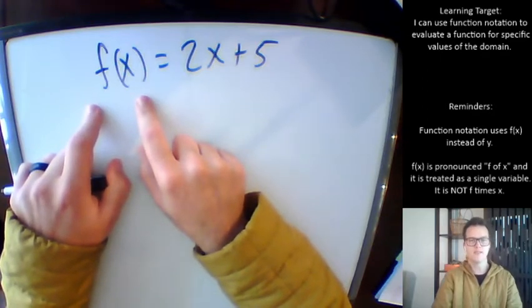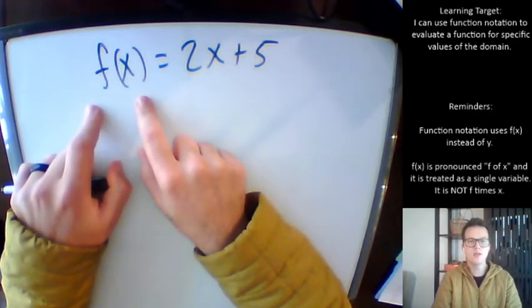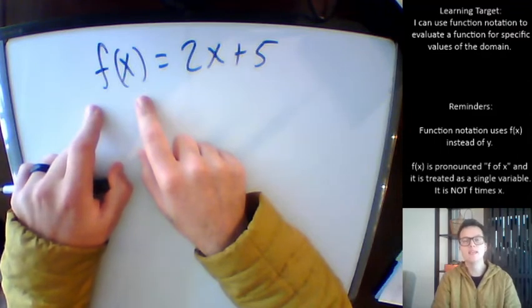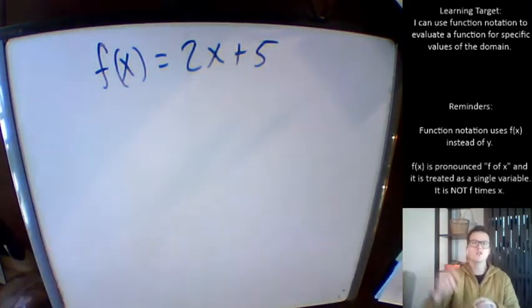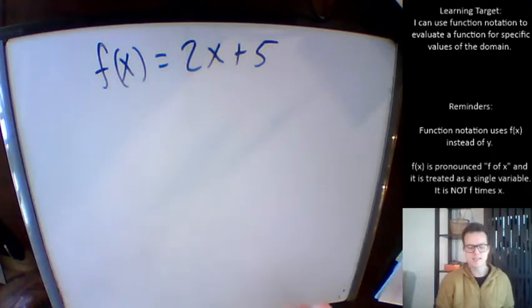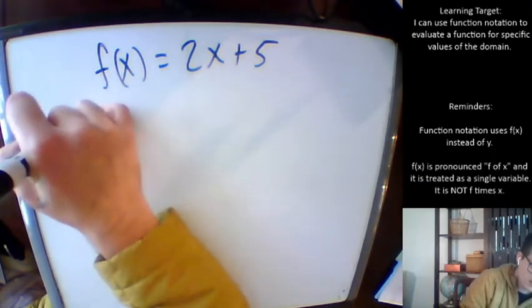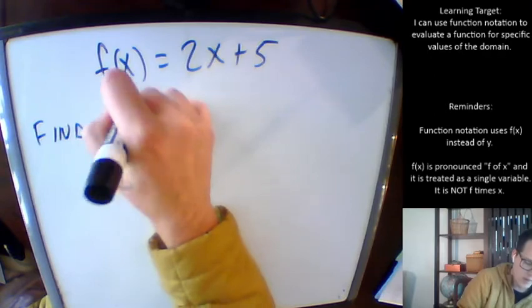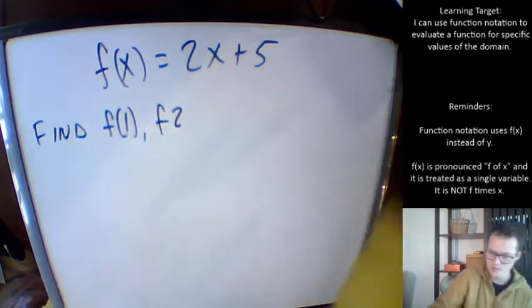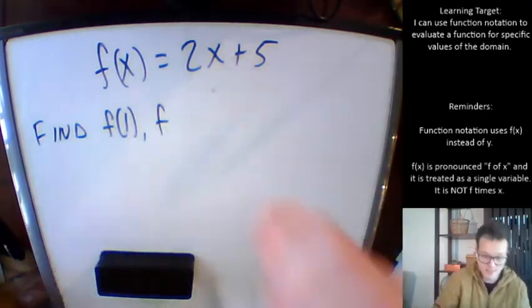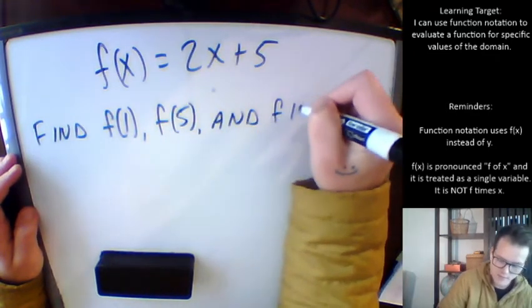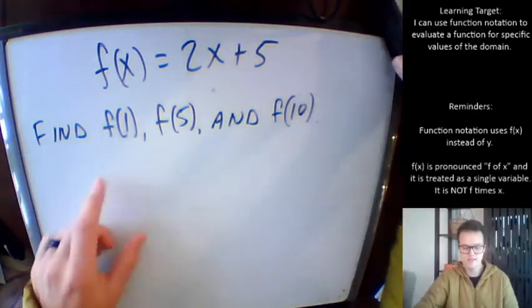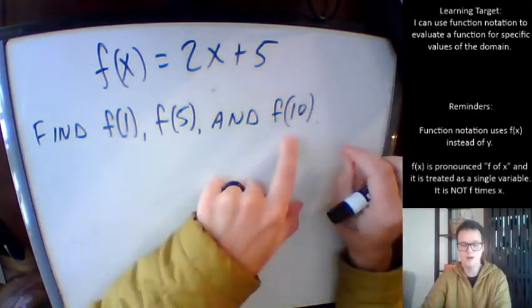And the value of this is, if you remember a moment ago, we were trying to find the outputs when the inputs were 1, 5, and 10. So we're going to do the same exact thing, but now we're looking at it in function notation. Instead of writing out that lengthy, wordy sentence, we can simply say find f of 1, f of, not 2, we're not looking for 2. We could find 2, but that's not what we're asked to do. f of 5 and f of 10. And that's how we would say this: f of 1, f of 5, f of 10.